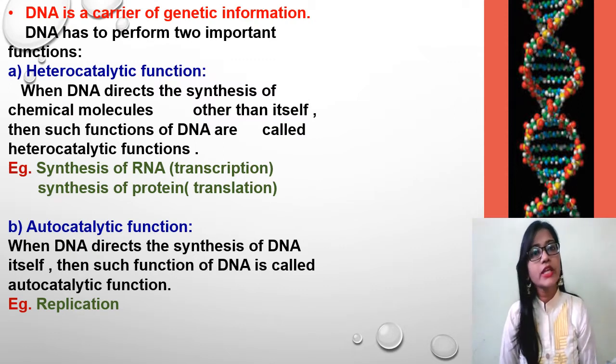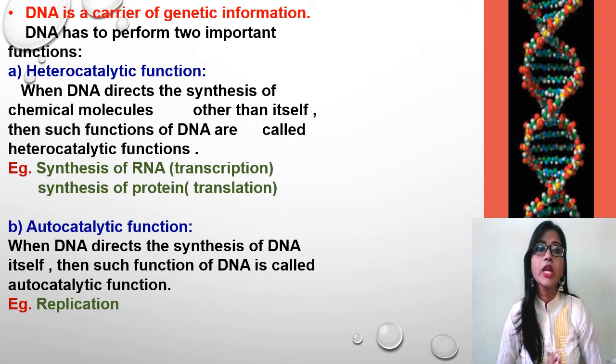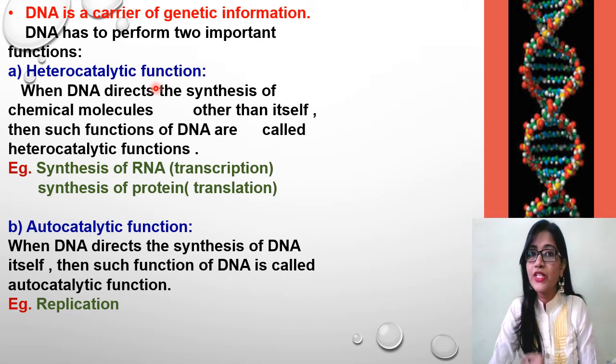Now we know that DNA is a carrier of genetic information. It carries all the genetic information of that particular living organism. So DNA has to perform two important functions. The first function is the heterocatalytic function, and the other is the autocatalytic function. Hetero means different, and auto means same, similar, or self.